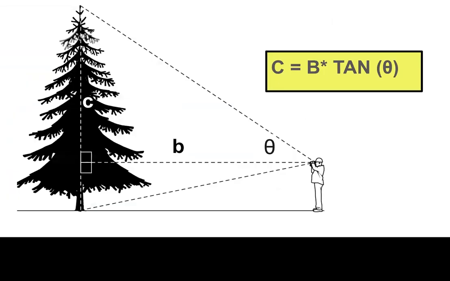Now, class, we are trying to solve for the height of the tree from eye level. And so to do this, we're going to be using the tangent function of this angle in degrees multiplied by B to get the height of the tree, where C is equal to the height of the tree, B is equal to the distance between the person and the tree, theta is equal to the angle determined by the clinometer. That's all we really need.